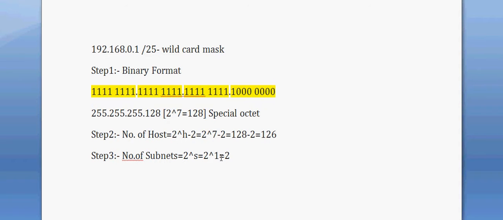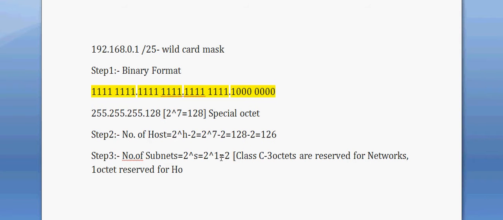So why have we considered 1 bit in the number of subnets? Because it belongs to class C, and as you know, in class C, the 3 octets are reserved for networks, and the last 1 octet is reserved for hosts. So that is the reason why we have taken the number of bits on from the last octet.